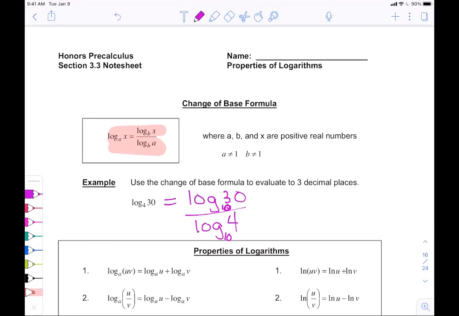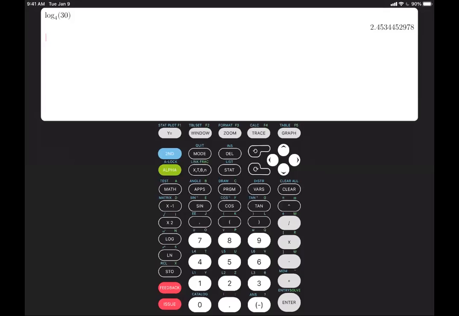Does anybody not have the log or the change of base formula in your calculator? Or can anybody not find it? Joe, question. I was just saying my calculator doesn't have that. Okay, so Joe, if it doesn't have it, what you're going to do is hit the log function, the log button on the left next to 7, and then type in 30. You're going to hit the divided by sign, and then you're going to do the log and type in 4, because that's really what the calculator is doing if you had that button.